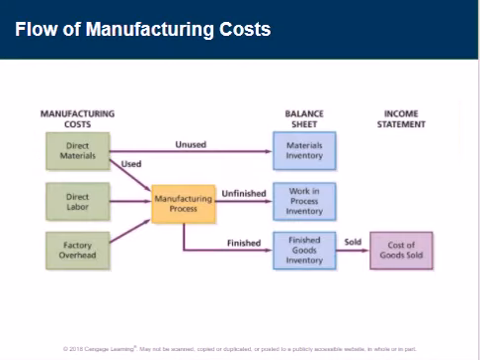Here we see the flow of manufacturing cost. So we see here our manufacturing costs, we have direct materials, direct labor, and factory overhead. From direct materials, the ones that are used will go down to our manufacturing process, and any materials that are not used will remain on the balance sheet in our materials inventory.